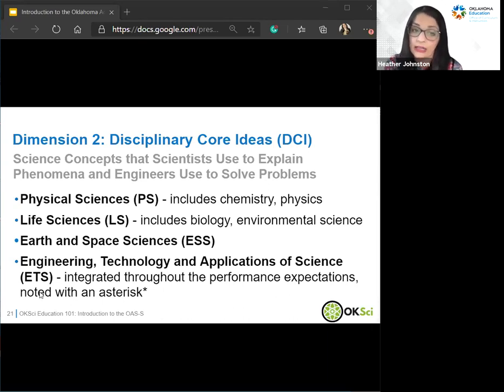Oklahoma integrated the engineering, technology, and applications of science standards. So rather than having them as a separate strand, we applied them to standards that made sense. And so if a standard has some engineering concepts, they are marked with an asterisk right at the end of the standard.